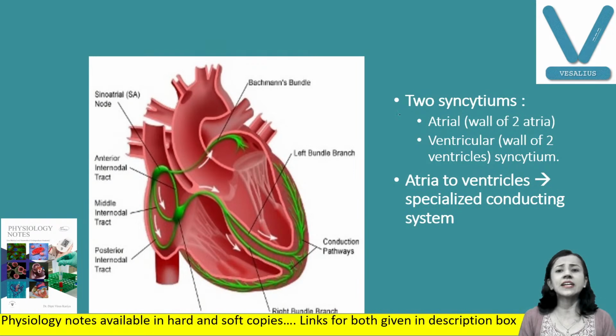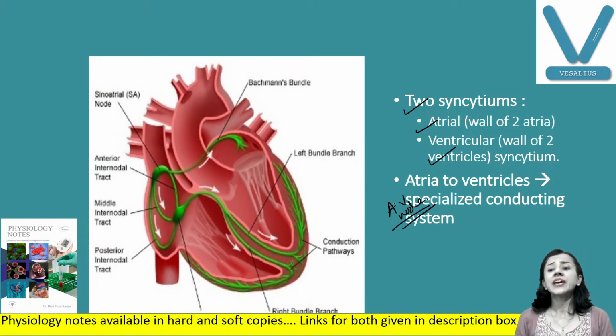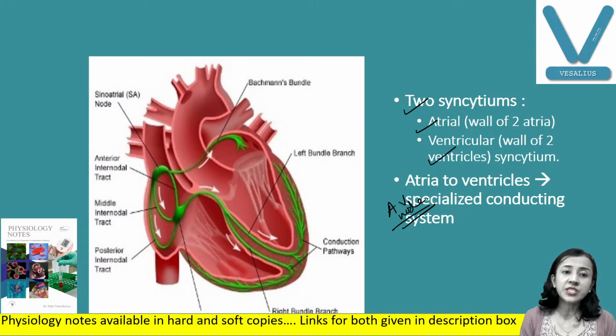So you can say that there are two syncytia. One is atrial: the walls of the two atria act as a syncytium. Second is ventricular: the walls of the two ventricles also act as a syncytium. Impulses are transmitted between the atria and the two ventricles only through the AV node. So the atria contract first, then impulses are transmitted from the SA node to the left atrium as well as the right atrium.